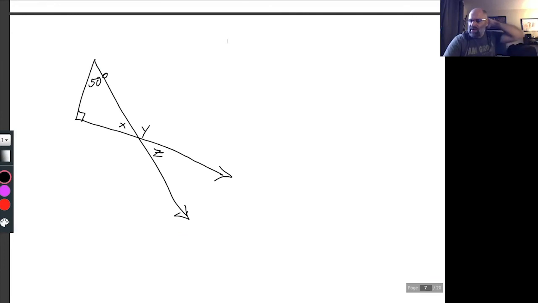So you don't have to remember what supplementary angles are or what vertical angles are or adjacent angles are. You could probably just use your gut to figure out what X, Y, and Z are. All right, take about 30 more seconds. You can do it.